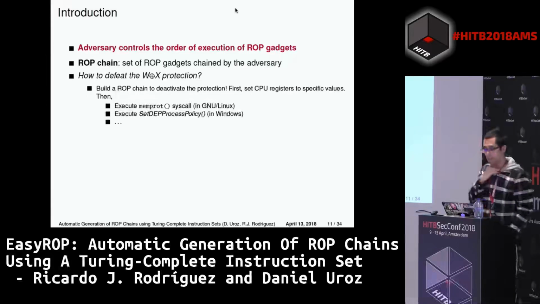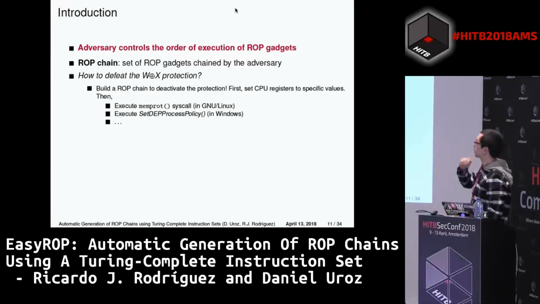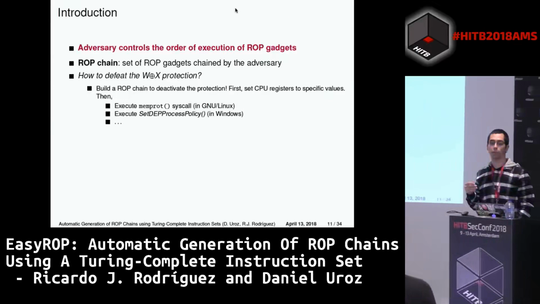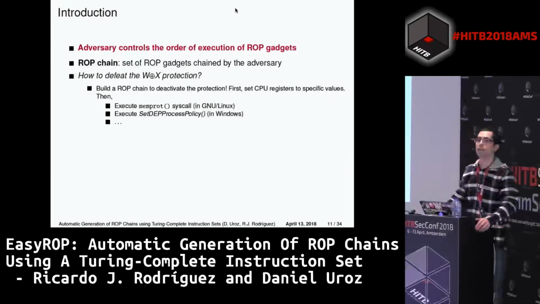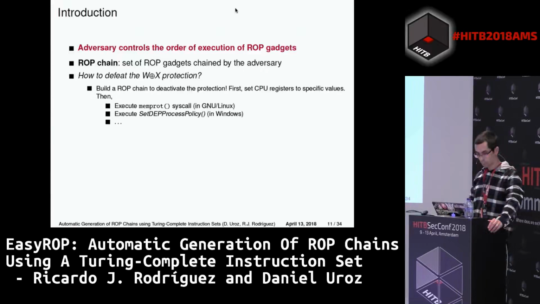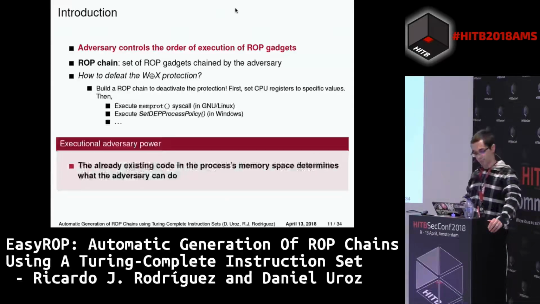We will need, as an attacker, to first set the CPU registers to specific values, and once we have this, then we need to call some system call in order to disable the protection. Okay. For instance, in Linux, we can do it by executing the mprotect syscall, or in Windows, since they are very nice, they provide us this API, SetProcessDEPPolicy, which just receives a boolean in order to deactivate or activate the protection. Okay, and so on and so forth.